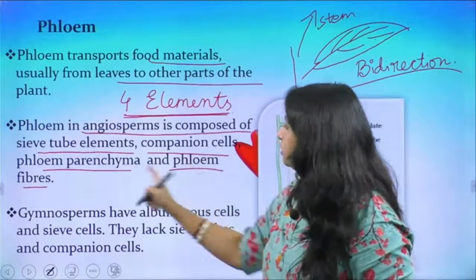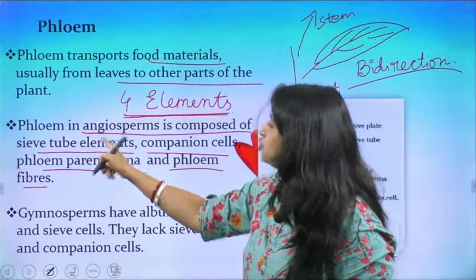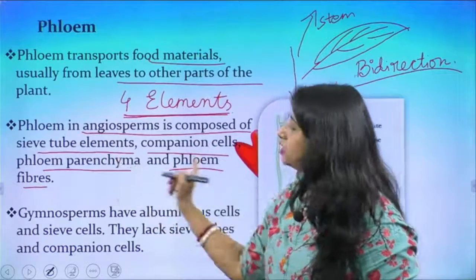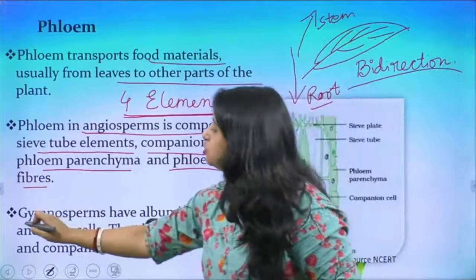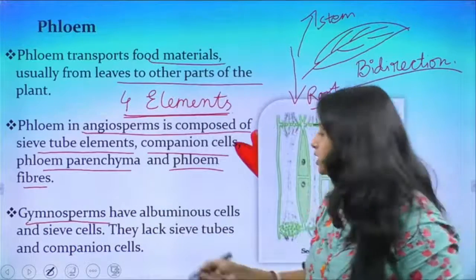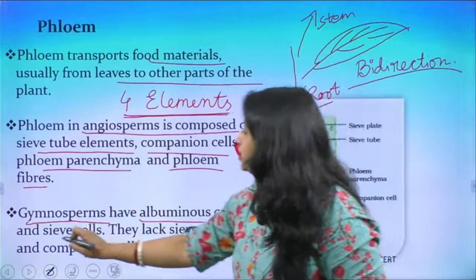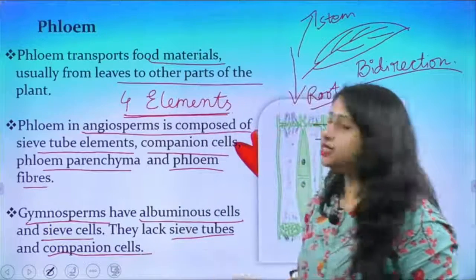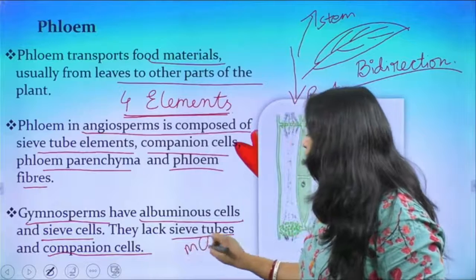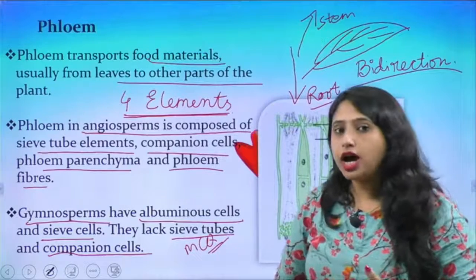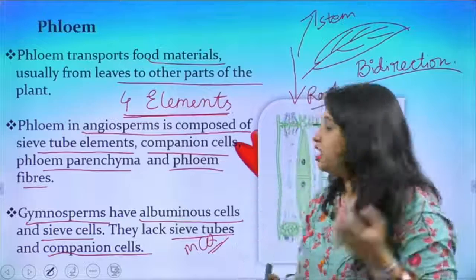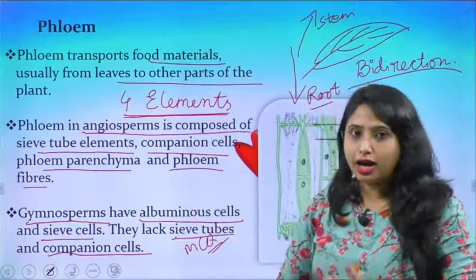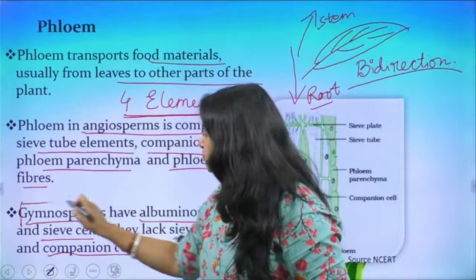These two are similar to the xylem elements. You just need to remember these two names, the sieve tube elements and the companion cells. In case of gymnosperms, they have albuminous cells and sieve cells. They lack the sieve tubes and the companion cells. So this can also be an MCQ question: what is not present? The sieve tubes and the companion cells are absent in gymnosperms.